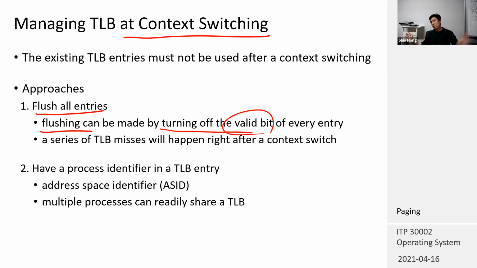Yeah, a series of TLB misses happen essentially until the necessary information is all loaded into the TLB cache. And I told you that a TLB miss is costly compared to the ordinary situation. If a series of TLB misses happen at the early moment, then responsiveness of the system will be slightly hurt at the context switching moment. So this contributes to the cost of context switching as well.